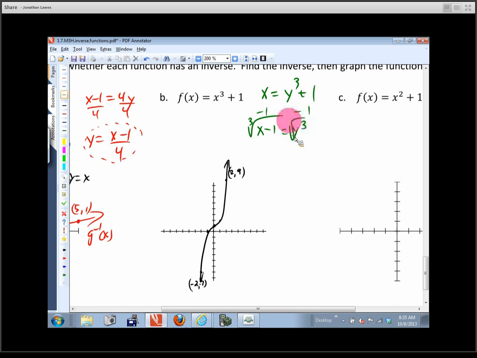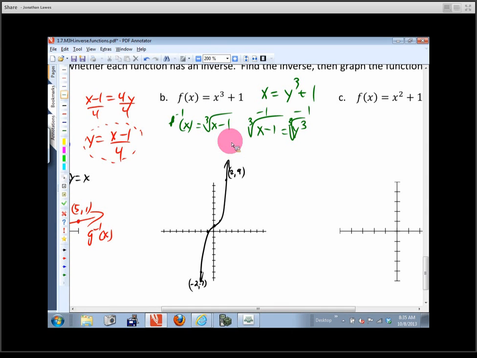Now, do I have to be careful with the cube root about pluses and minuses and domains and stuff like that? Not with an odd root. Okay, you can plug any number you want into an odd root, and we're fine. So the inverse is going to be the cube root of x minus 1.